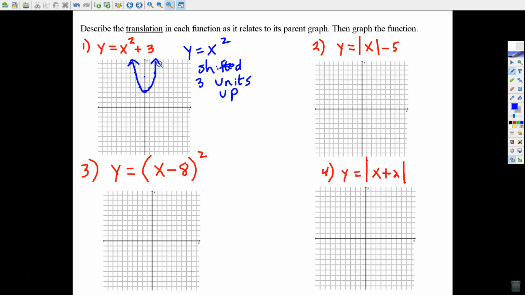And there's my answer. Okay, anybody want to try number 2?